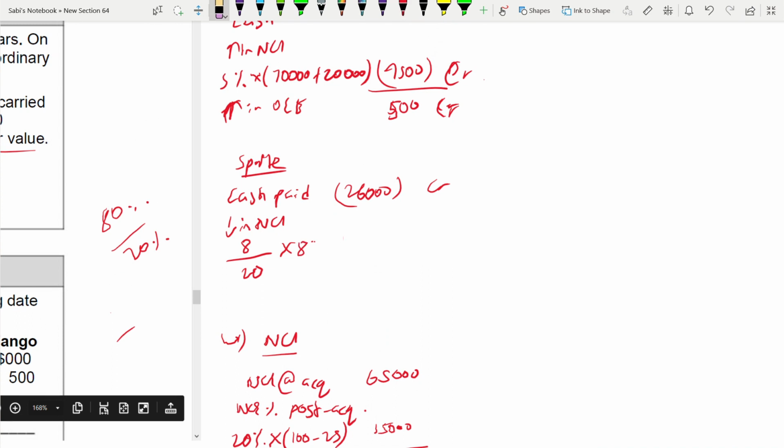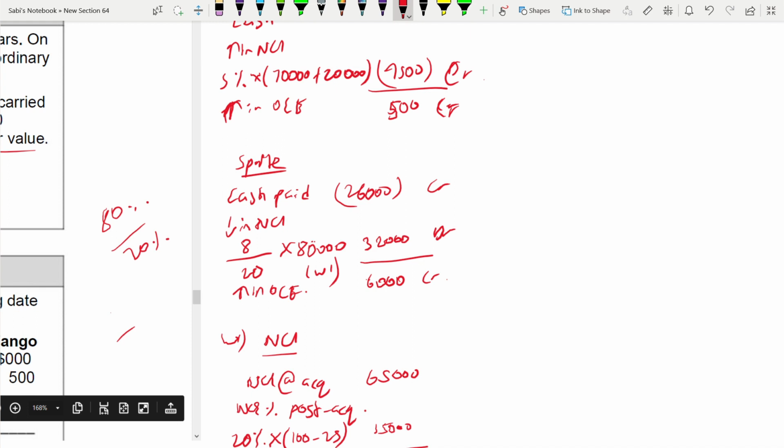This comes as working one. So 8% into 20% into that 80,000. You don't have to do this for an increase in NCI, only for a decrease in NCI. So 32,000, this is a debit balance. Then it's a positive because your positive is more. So 6,000, and this is a credit. So this is again an increase in other components of equity, OCE. Basically, that part you can explain.